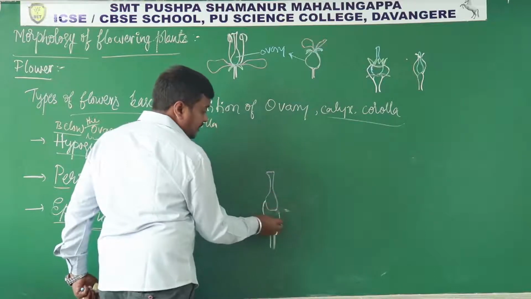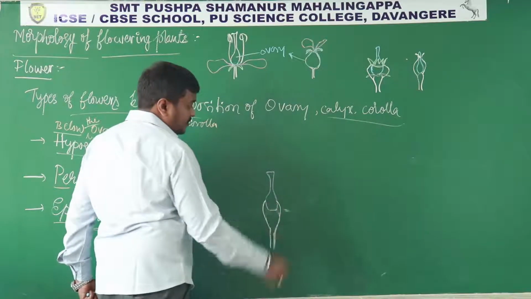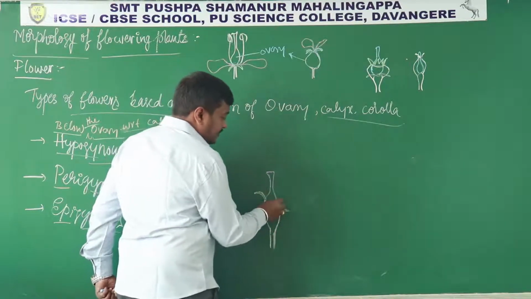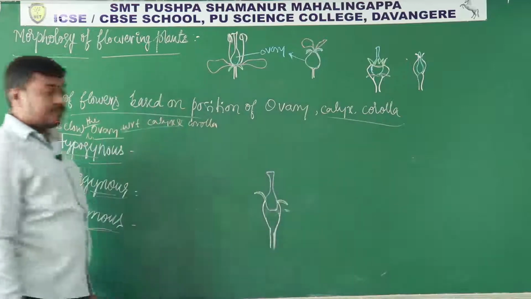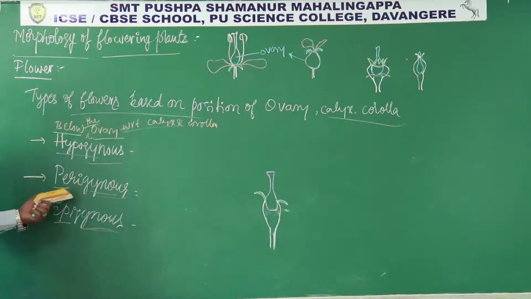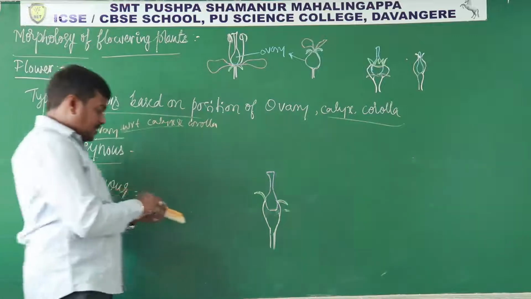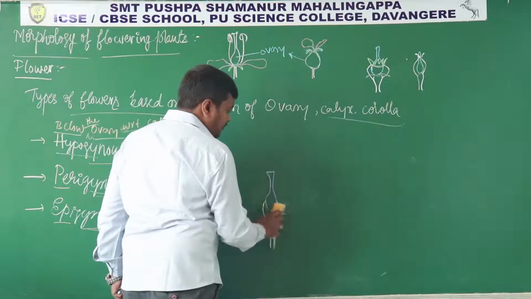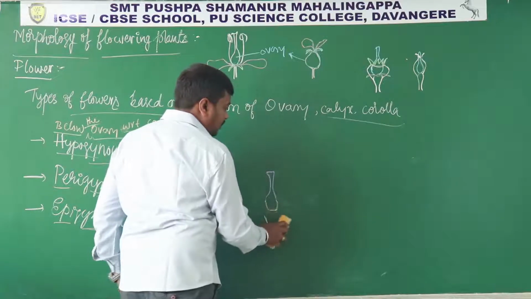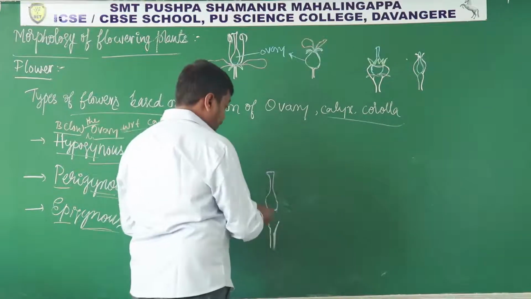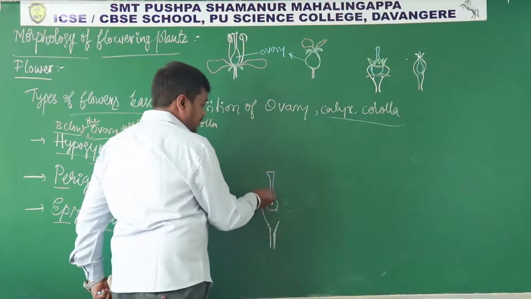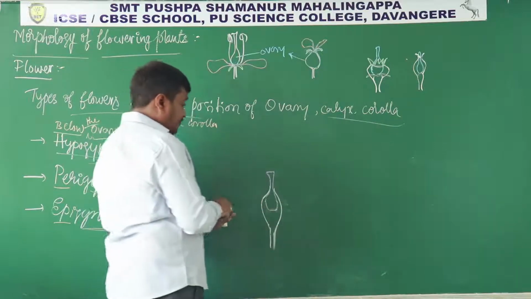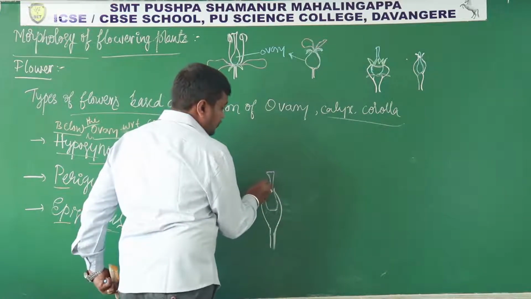And the same thing extends further. If the thalamus covers half of the ovary like this, sepal is produced like this, then it becomes perigynous. Suppose instead of half, the thalamus completely covers the ovary like this, then here you can see the calyx.